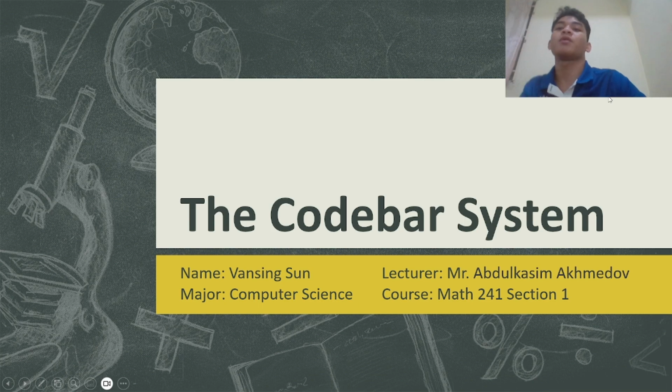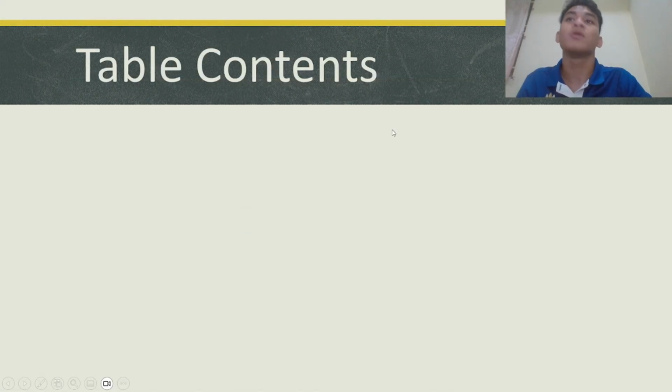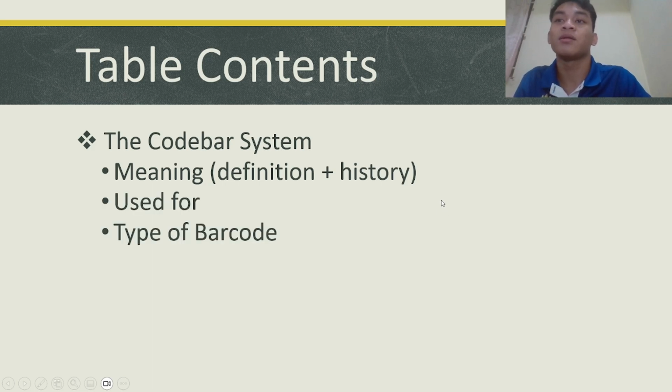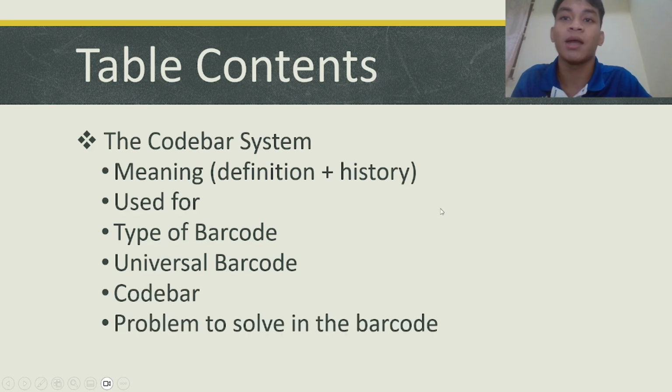I am from the Computer Science Department and today I'm going to present to you about the barcode system. Before I get to my topic, I would like to show you the points that I'm going to present in a table of 10. The first one is the meaning, the second one is what it's used for, and the next one is the types of barcode, the universal barcode, Codabar, and the problem to solve in the barcode.